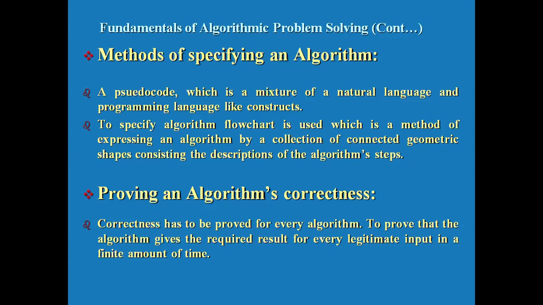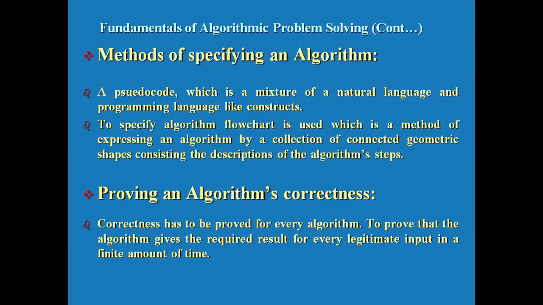Pseudocodes are a mixture of both the natural language as well as the programming constructs. A flowchart is a diagrammatic representation which tries to connect, through geometric shapes, the descriptions of the steps that are followed in the algorithm.